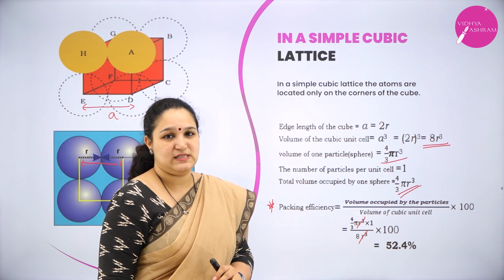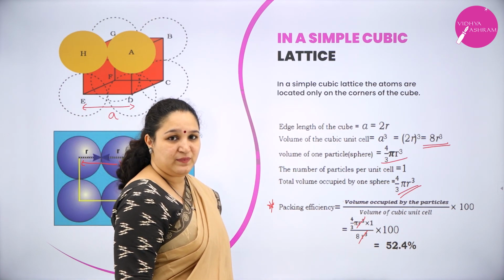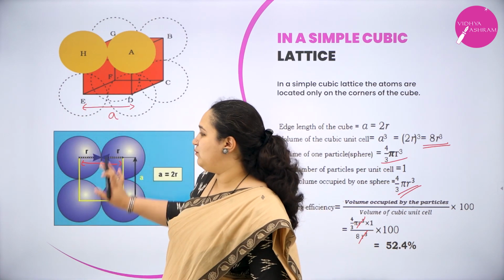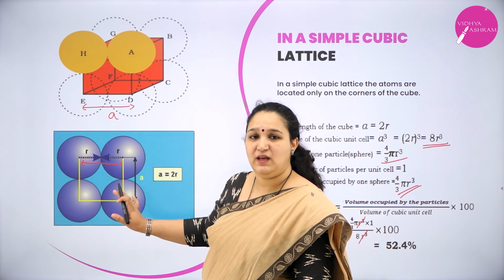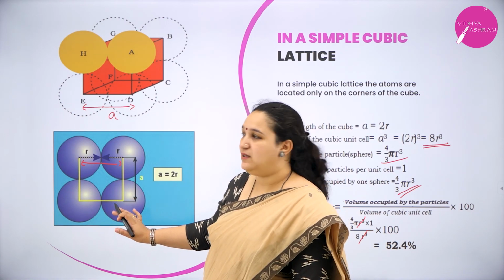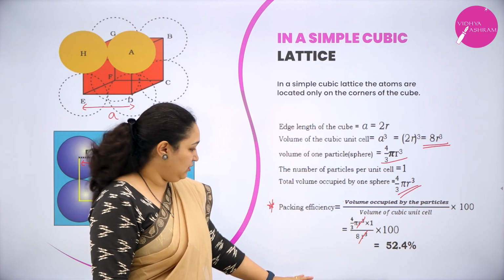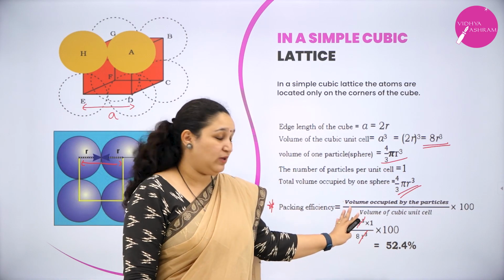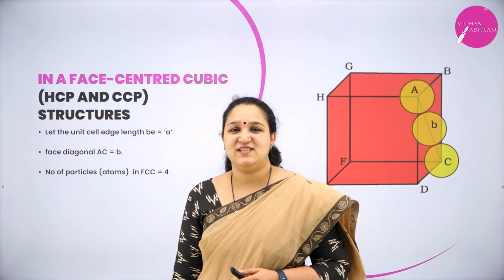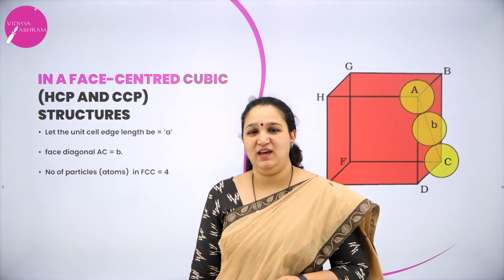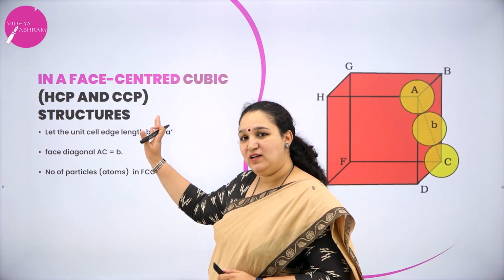cubic unit cell. Okay. So, if you write this completely along with this one diagram, you need not draw this diagram for your exam. It is only for the convenience of explaining. I have put up this diagram, and you have to write the entire derivation. You are going to get, with the formula, 3 marks. Next, we shall see the packing efficiency in FCC or HCP or CCP.